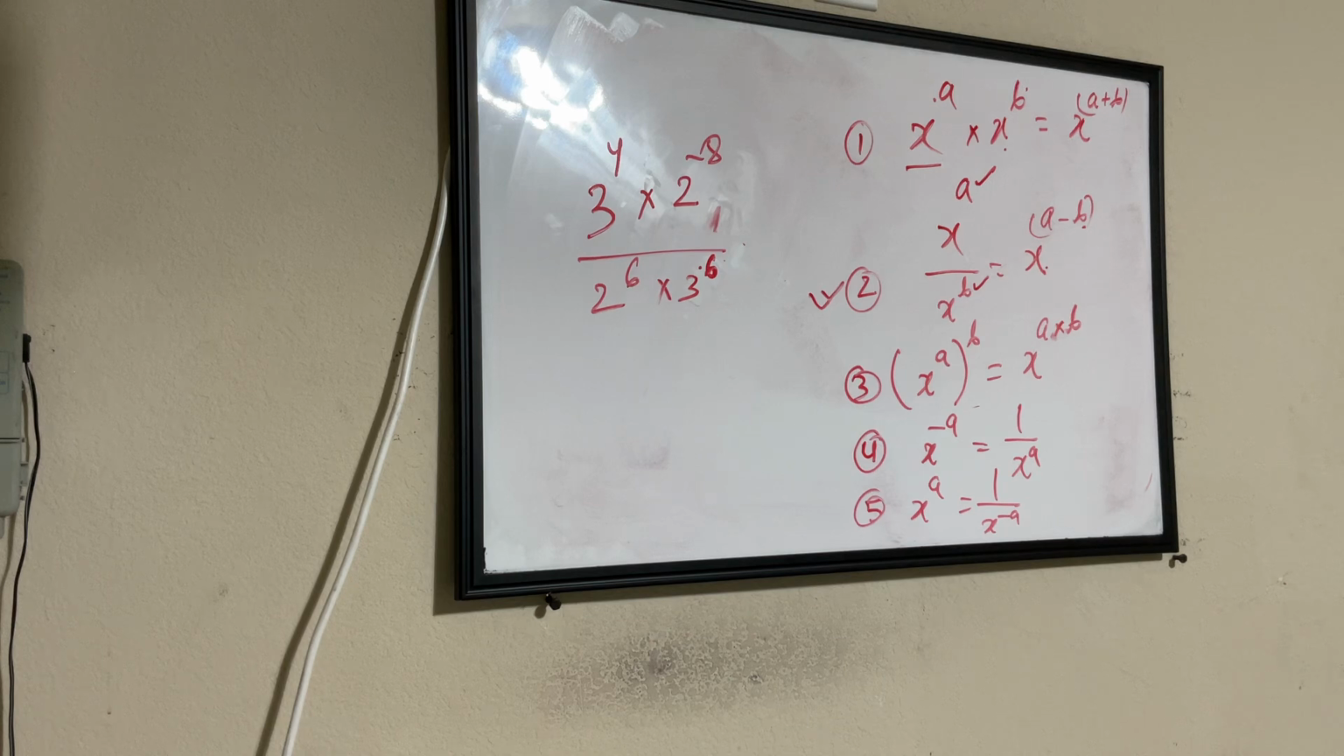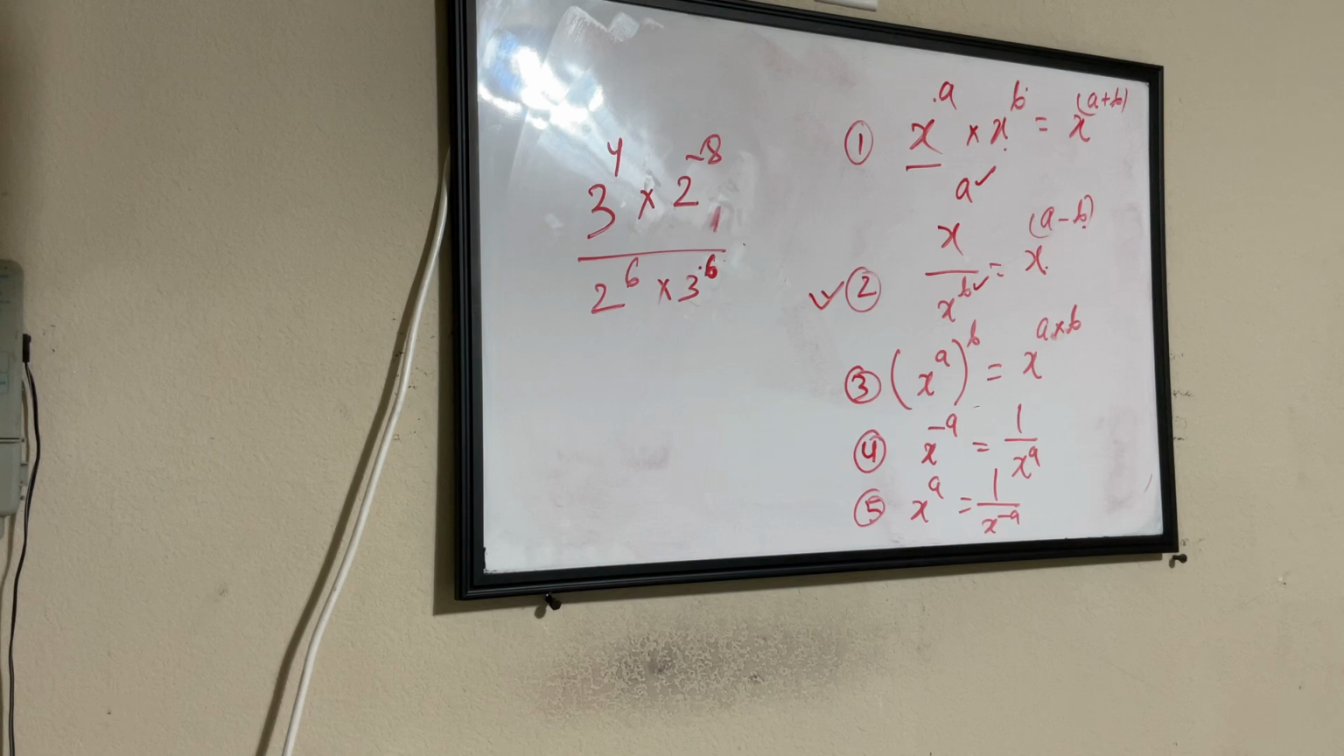Now, if you don't recall the formula, what you will do is break it down. 3 to the power 4 is what? 3 into 3 into 3 into 3. Yeah? And then you have 2 to the power 8. 2 into 2 into 2. Okay, we are not able to do anything here because there is nothing to do here, right? So we will look at this.